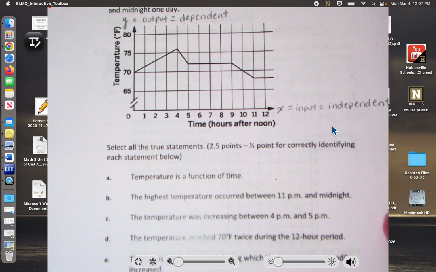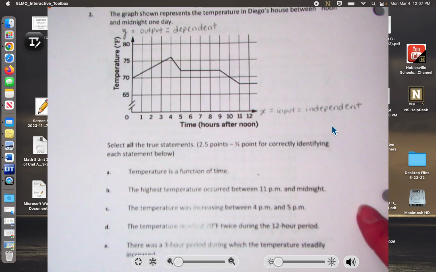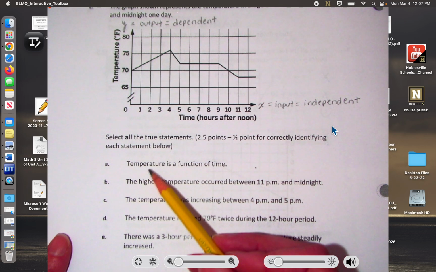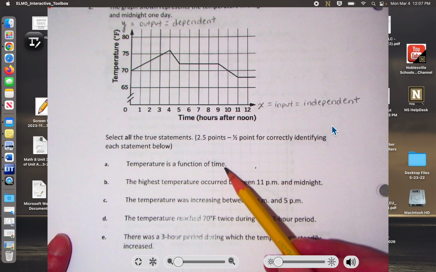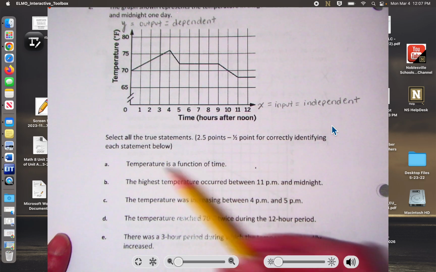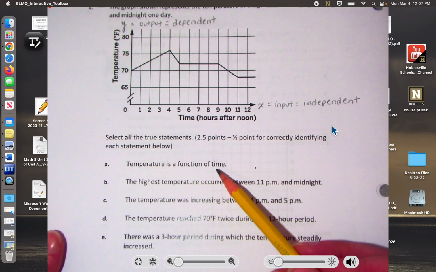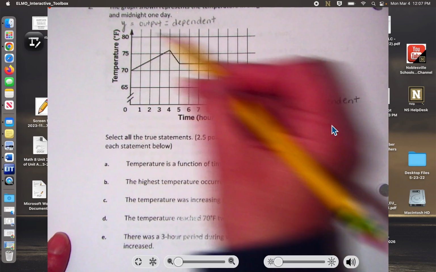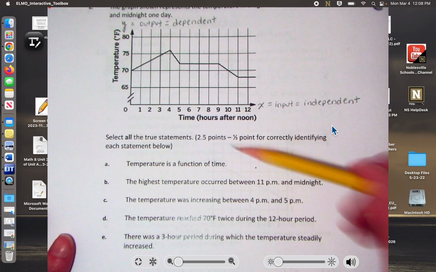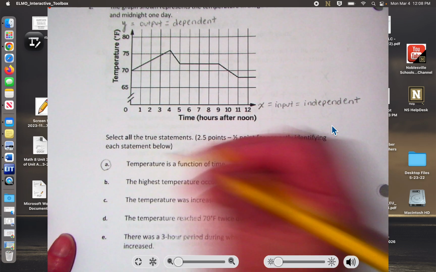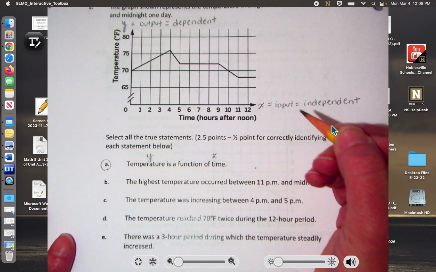And we've talked at length how the dependent variable is a function of the independent variable. So when I look at this, is my dependent variable a function of my independent variable? They're saying temperature is a function of time. Is that true? So I want my dependent. Is temperature my dependent value? Yes. Is time my independent value? Yes. So this is true, right? Y is a function of X.